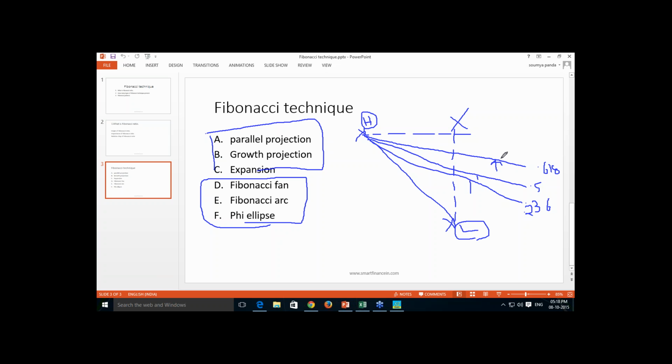Once it crosses over that resistance, take it to the second resistance. Once it crosses this 0.618 retracement, we used to say that yes, it has all probability to go to the higher level. So this is the Fibonacci pattern called the Fibonacci fan.